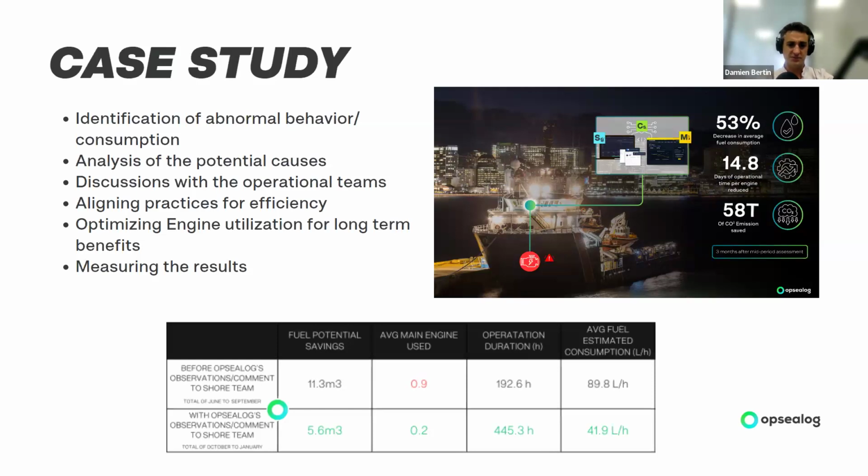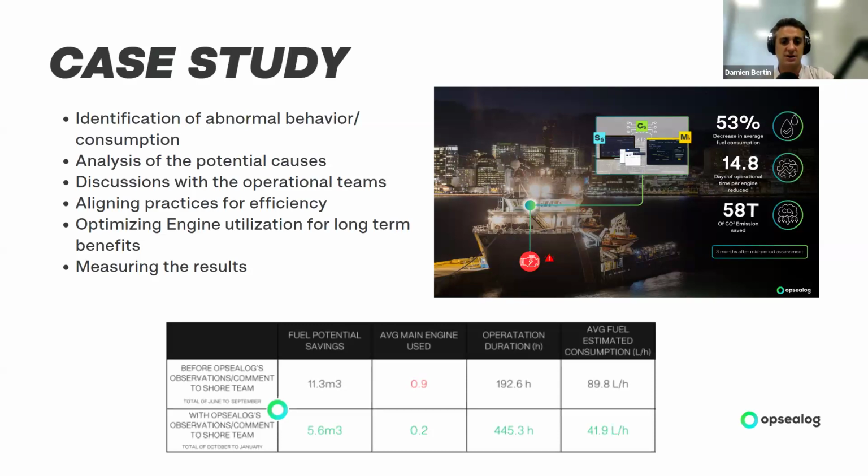As you can see in the chart below, I won't be giving details on all the figures, but before we started implementing the best practices, aligning the practices to generate efficiency, average main engine use was around 0.9. After the implementation, the vessel was able to use only 0.2 main engine for the same kind of operations. So that's good news. They could reduce the number of main engines used. But what did it bring in terms of added value? And this is the check part.